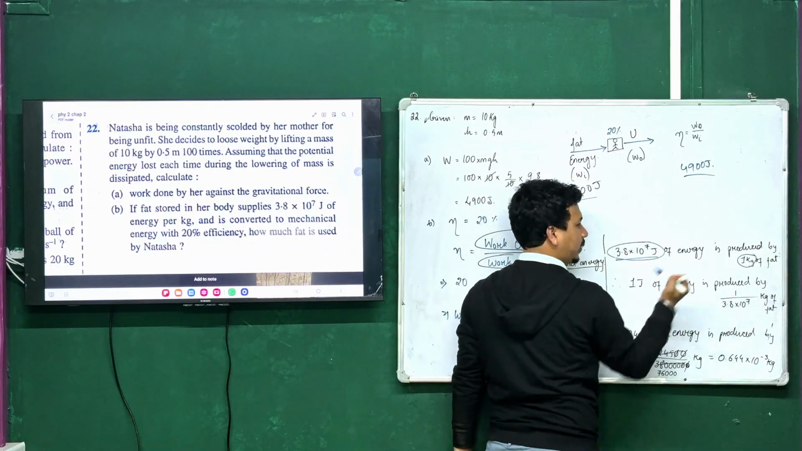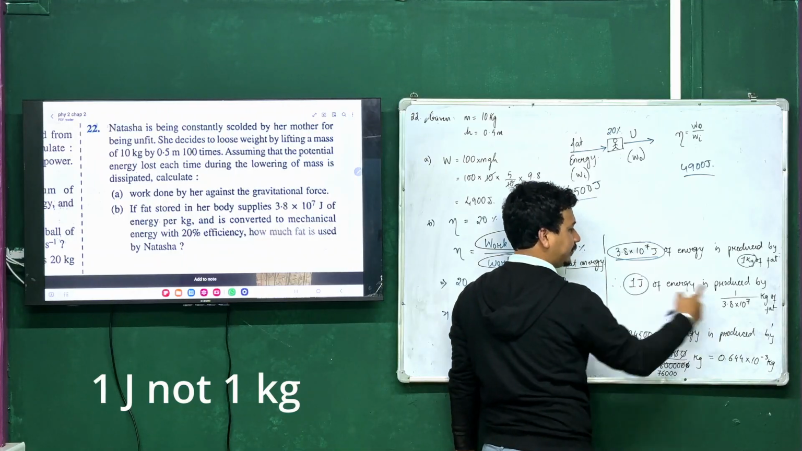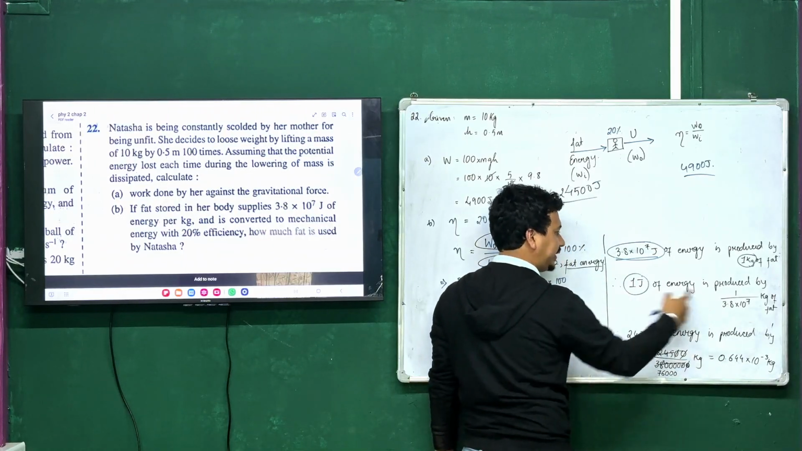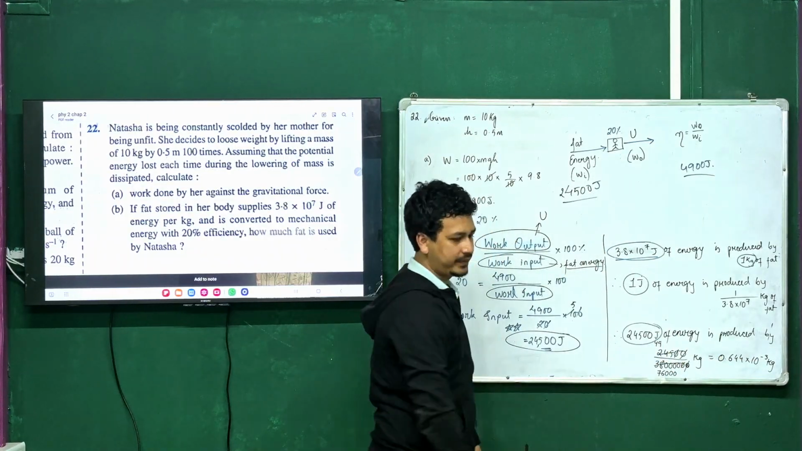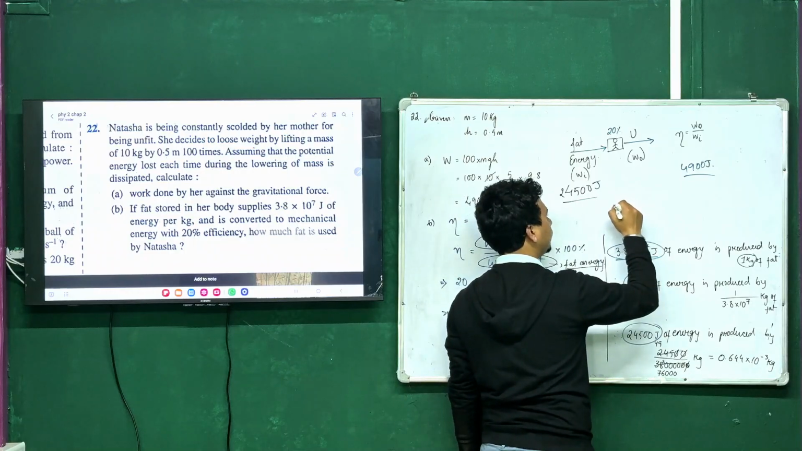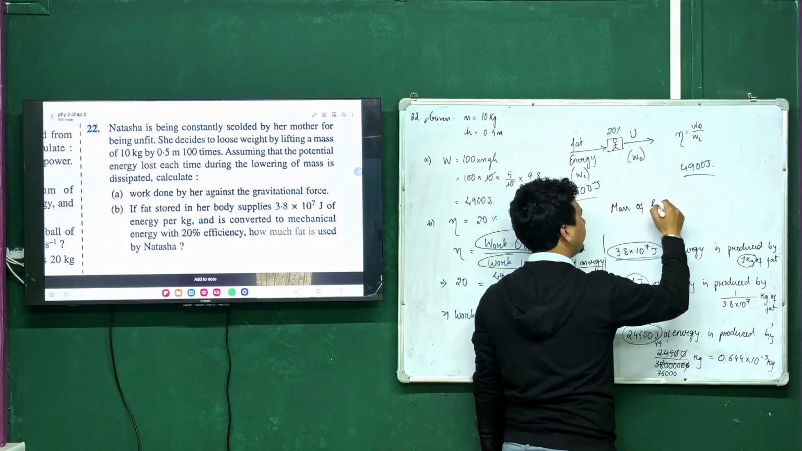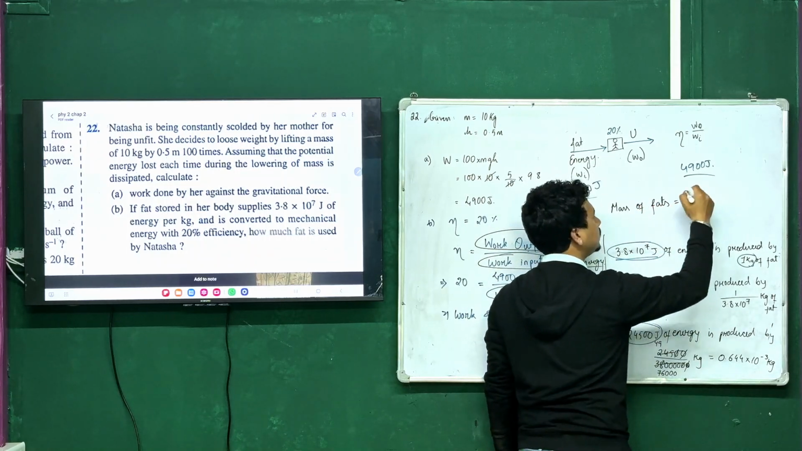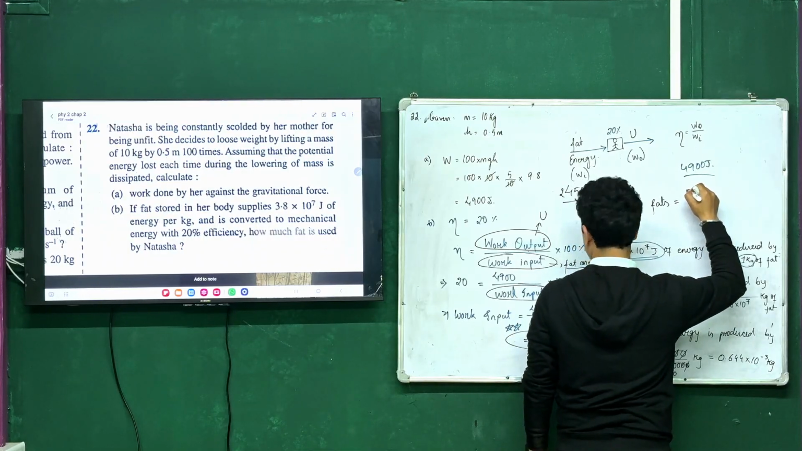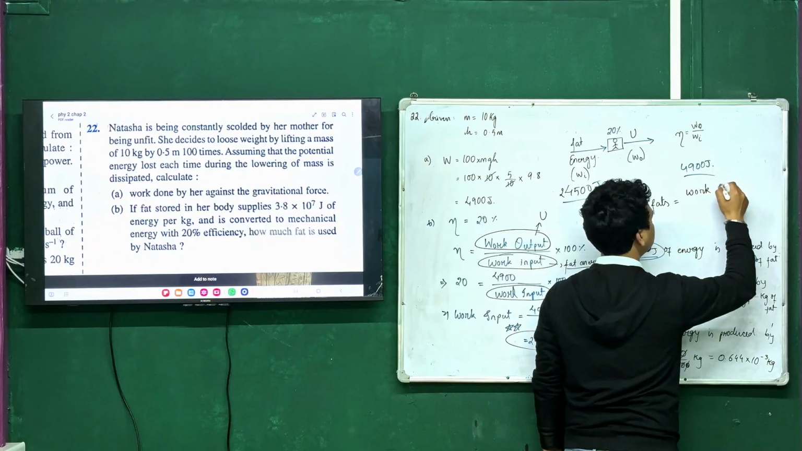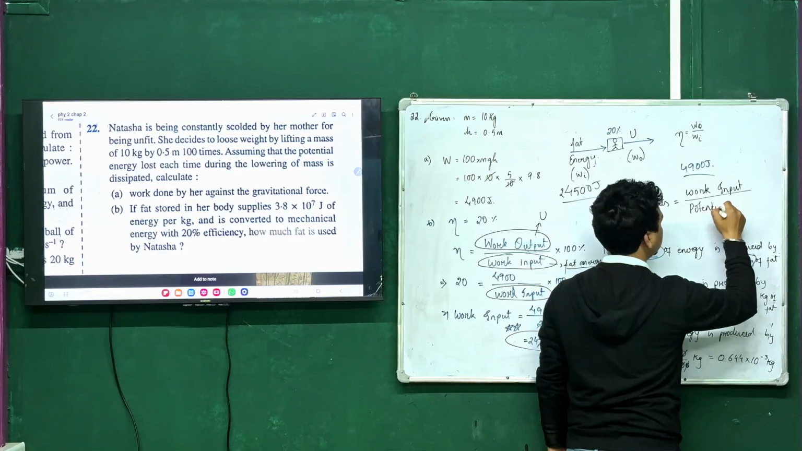This much joules is produced by 1 kg. So first I have to find 1 kg is produced by how much? So 1 kg of joule is produced by this much amount of fat. If 1 kg is this much, then this will be this divided by this. If you don't understand, you can just memorize this formula: mass of fats is equal to work input divided by potential energy.